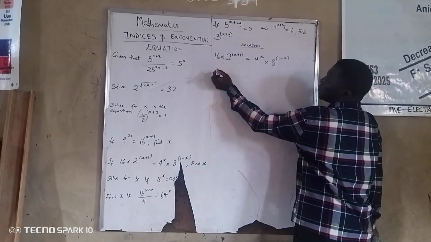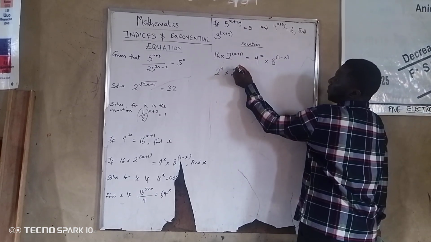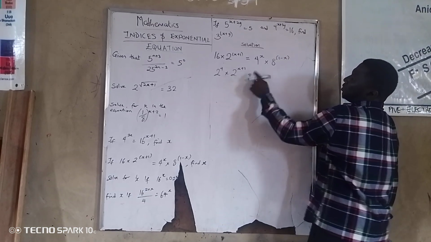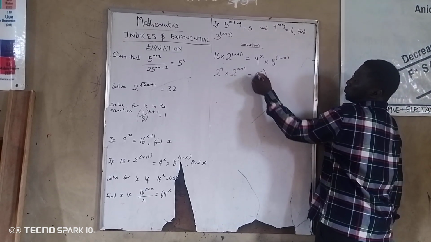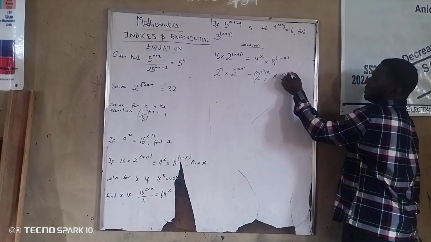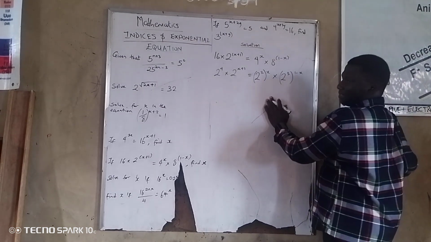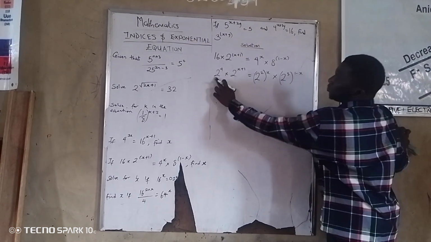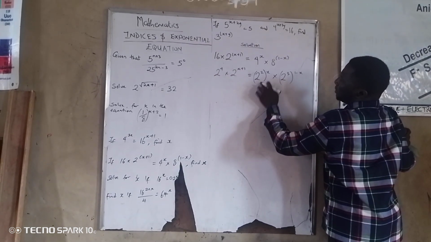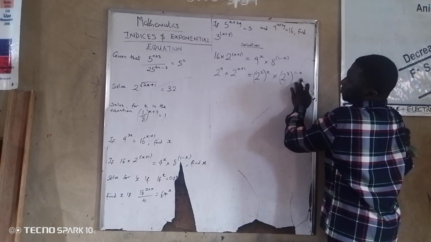So 16 will turn 2 raised to power 4, times 2 raised to power x plus 1, is equal to 4 will turn 2 raised to power 2, remember the power x, times 8 will turn 2 raised to power 3, remember the power 1 minus x. Do you understand the concept? I hope you understand. So 2 raised to power 4 is 16. This is just still this, as well as this. 2 raised to power 2 is 4. x is still x. 2 raised to power 3 is 8. And the power is still the power here.